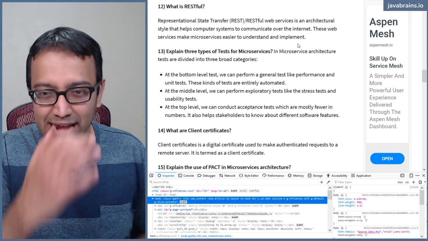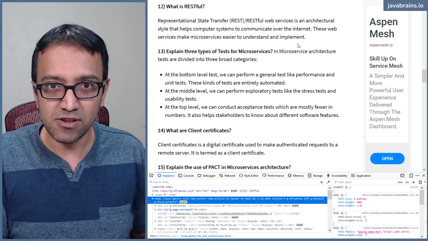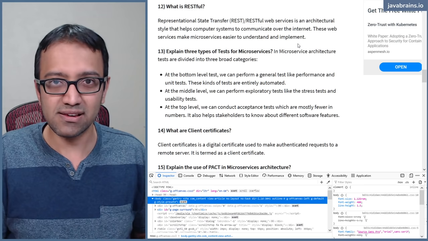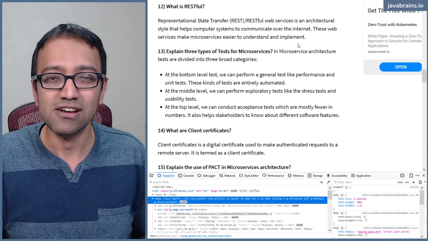So PACT is a tool which some people use. It's not used everywhere. Some people use it as a way to test that contract. There are several tools which allow you to do contract testing for your microservices. So PACT is like, you know, you make a pact, right? You have two people like, we made a pact. What is it? It's an agreement. So that's where the term PACT comes from.